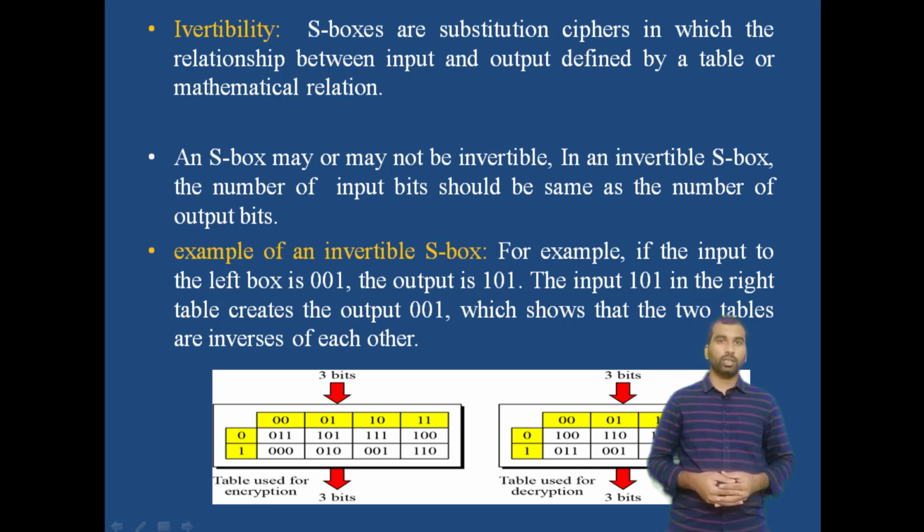Consider the input 1, 0, 1 in the right table, the second table. The input row is 1 and the column is 0, 1, and the output is 0, 0, 1. That shows the tables are inverses of each other. From the left table, when we give 0, 0, 1 as input, I get 1, 0, 1 as output. In the right table, when we give the input 1, 0, 1, I get 0, 0, 1. That means these two tables are inverses of each other.